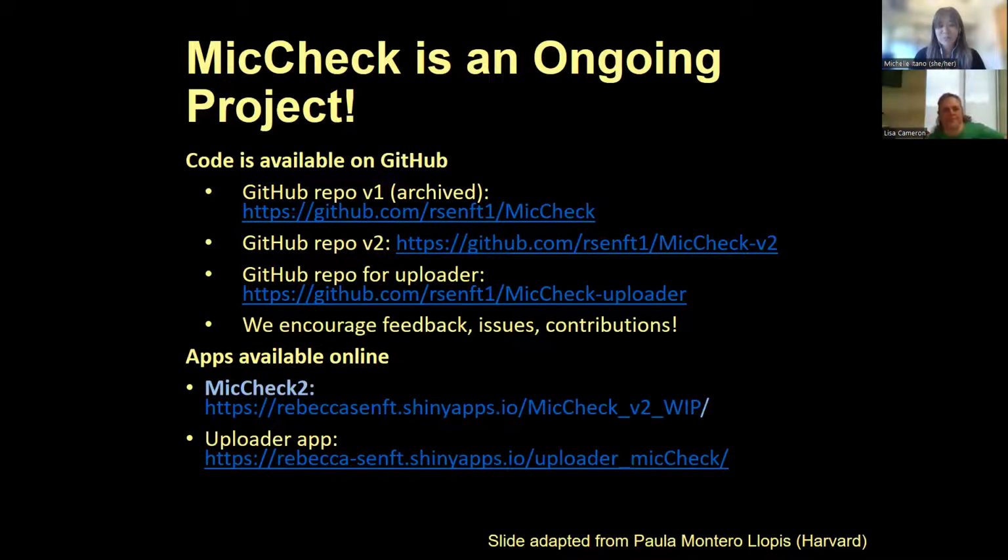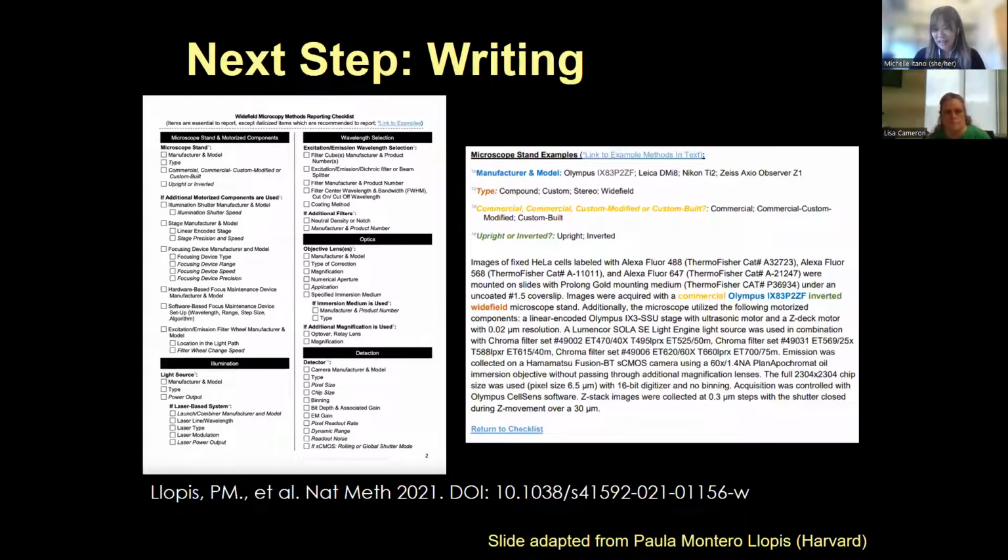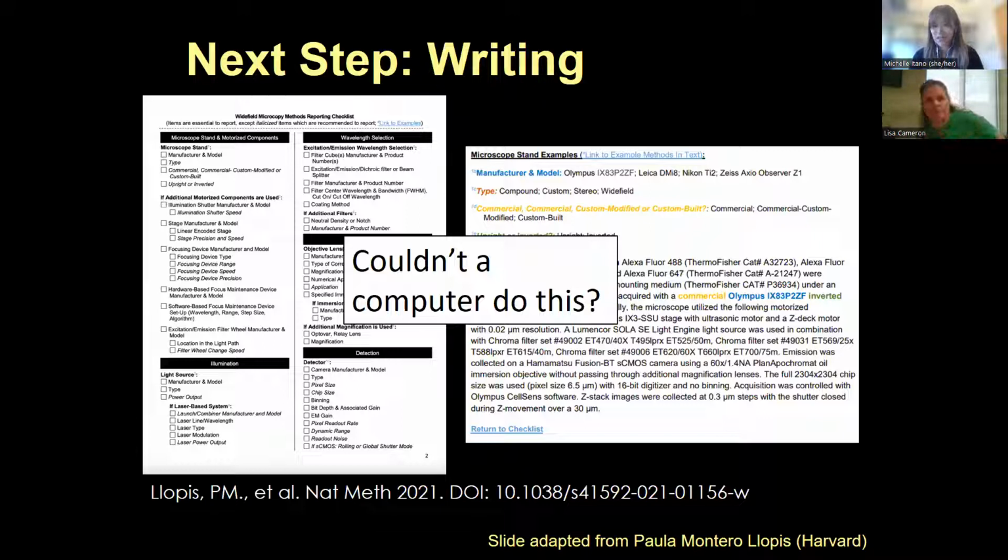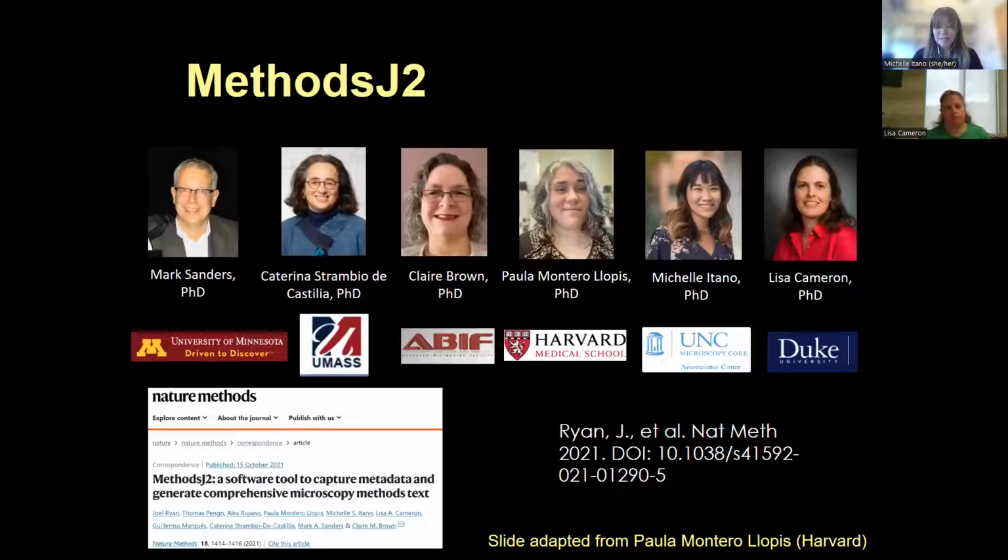And so this brings us to what comes next, right? And it's the writing. It's the generation of that text. And how do you get from there to different styles of reporting that accurately? And then as we were doing this, and many of you have done this probably, the thought comes, couldn't a computer do this pretty well, right? I mean, I still want to check it. I want to tell it what to do, but maybe this could be more automated. And this leads us to another project that was recently published called Methods J2. And this is following up on Methods J1, which was by Mark Sanders' group. And it's a software tool to capture metadata into a draft methods text that is written in sentence format that you can then just edit for your needs.